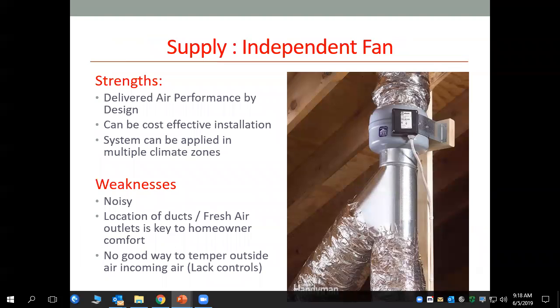Supply, independent fan: very ineffective but effective way of bringing in fresh air. You have a powered fan. It's ducted. This one shows it ducted to two different locations. It can be cost effective. It can be applied to multiple zones. It's noisy. Location of the ducts and fresh air outlet is key to comfort, and there's no way to temper the outdoor air coming in if you don't have any controls.